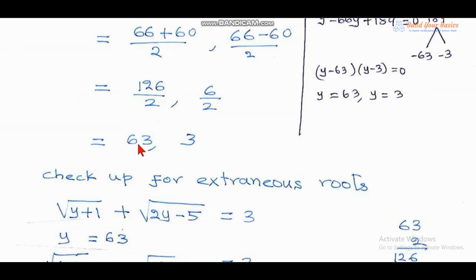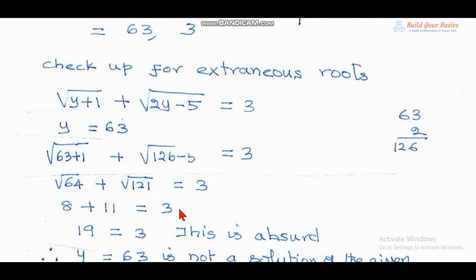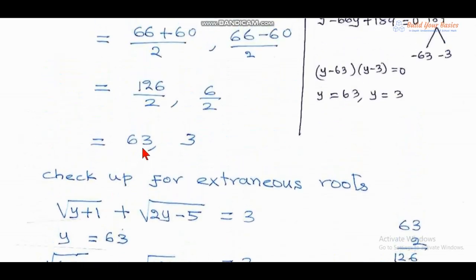Now, for 63, what is the given equation? Root y plus 1 plus root 2y minus 5 equal to 3. Put y equal to 63. So root 63 plus 1 plus root 2 into 63, 126 minus 5, equal to 3. Root 64 plus root 121 equal to 3. That is 8 plus 11 equal to 3. That is 19 equal to 3. We are getting an absurd result. We are getting a wrong result. So y equal to 63 is not a solution of the given equation. Now let us check 3.